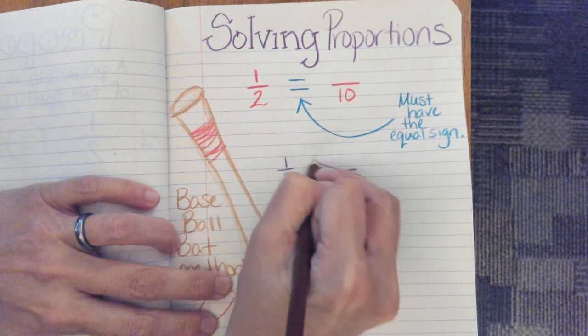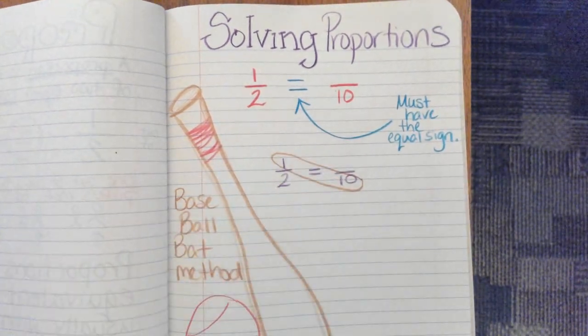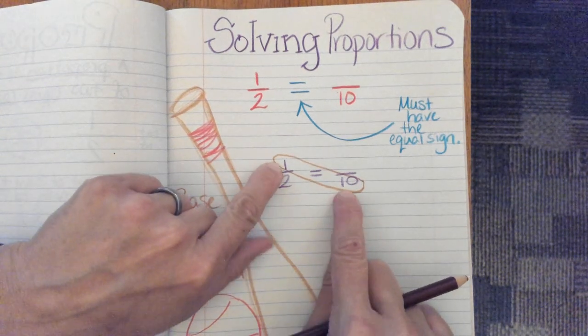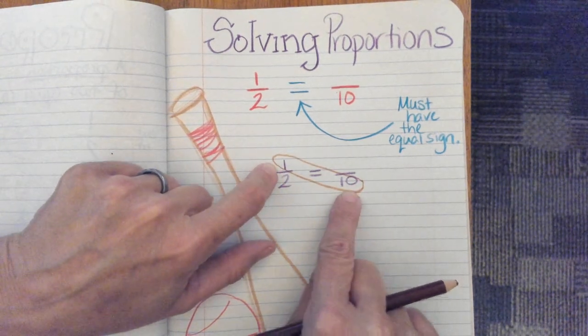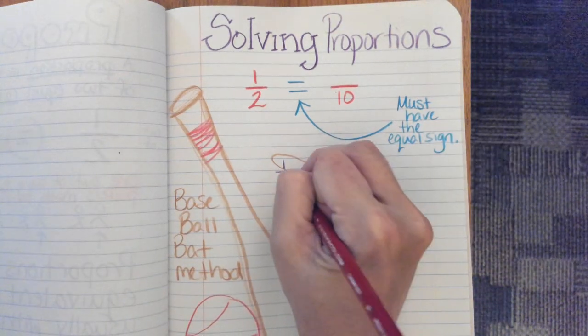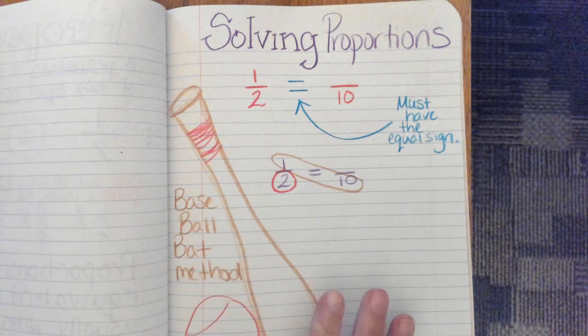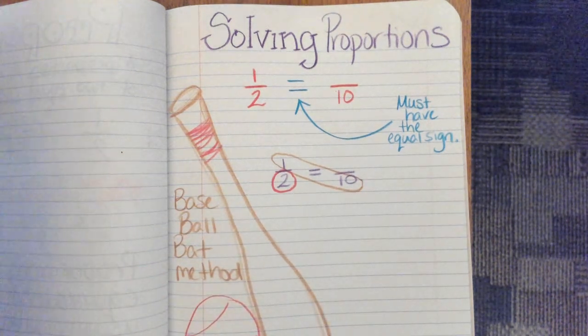Okay. Here's where I find my baseball bat. I look, and again, this can only be done if I've got the equal sign. The two numbers diagonally across each other make the bat, and the one lonely number becomes the ball. Okay. So let's write this out in words.